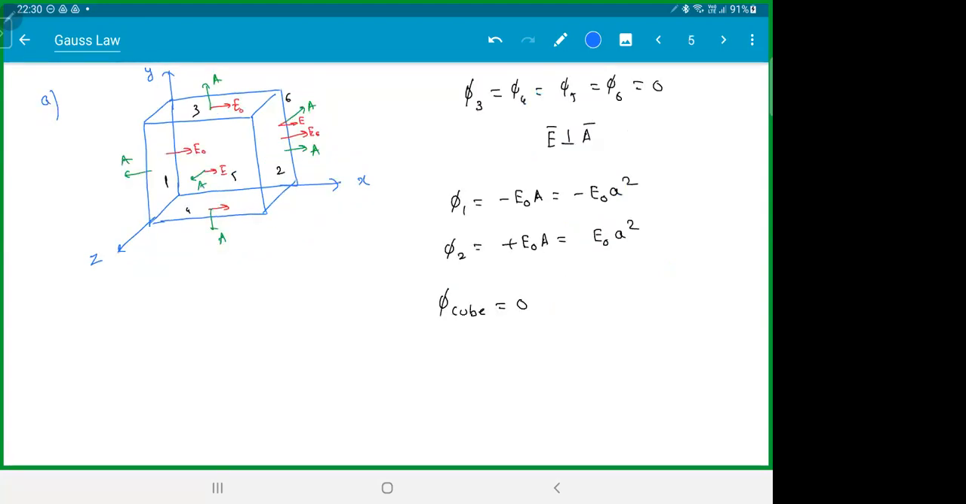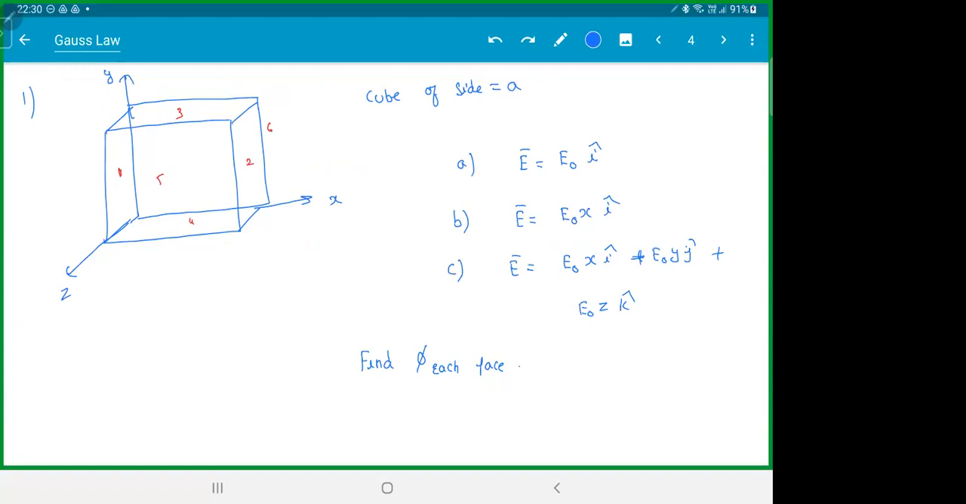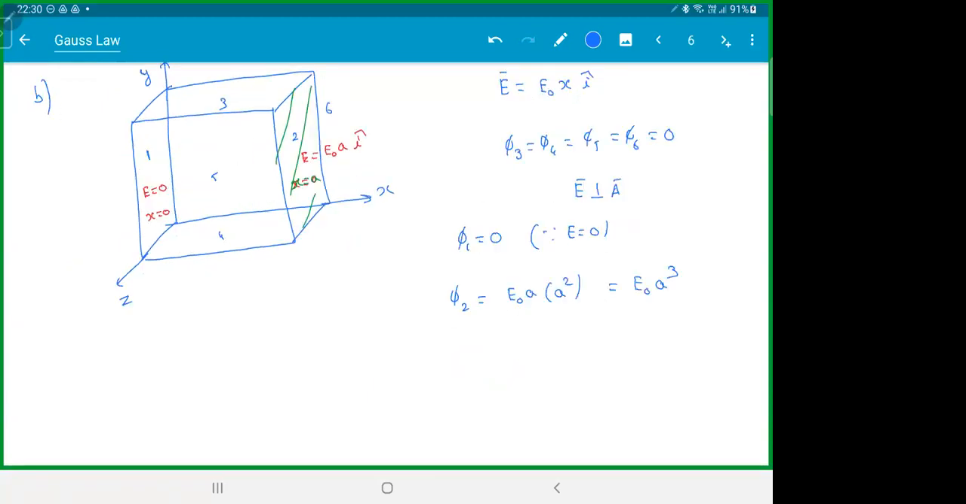Can you do the third one? E naught xi cap, E naught yj cap, E naught zk cap. Idea is the same. E naught xi cap, E naught yj cap, E naught zk cap. Try, I'll give you a minute.